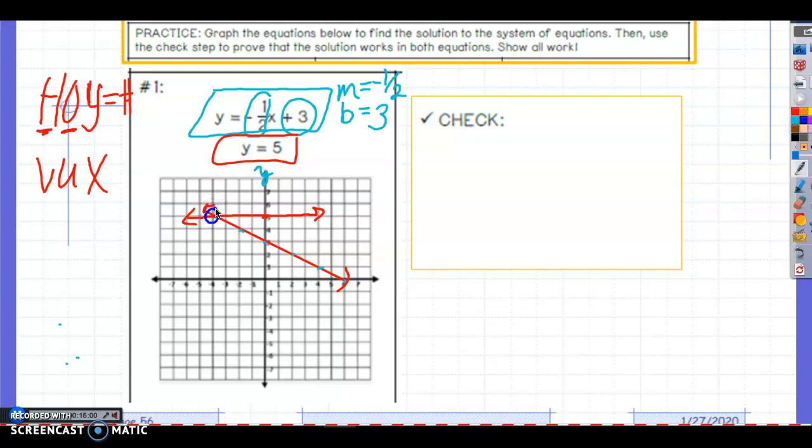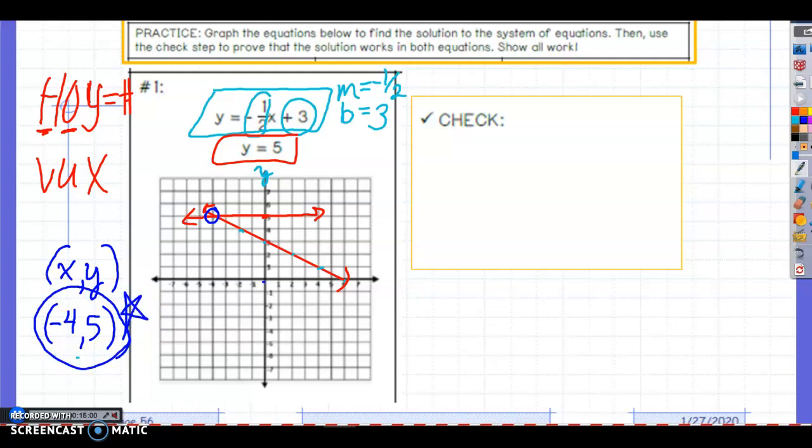I've got to name that point. Remember, points are named by using parentheses and writing your x-coordinate of the point first and your y-coordinate second. So if I want to name this point that I just circled in blue, I can start kind of at my origin. I'm going to the right 1, 2, 3, 4, and up 1, 2, 3, 4, 5. So if I went to the right 4, that's negative 4. Up 5 is positive 5. That is my solution to this system of equations.